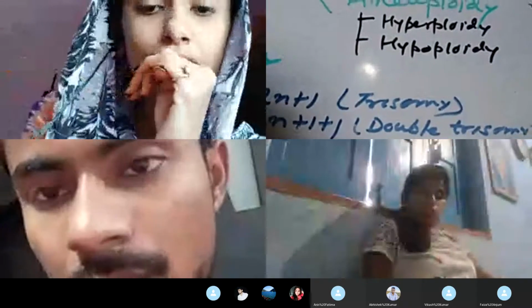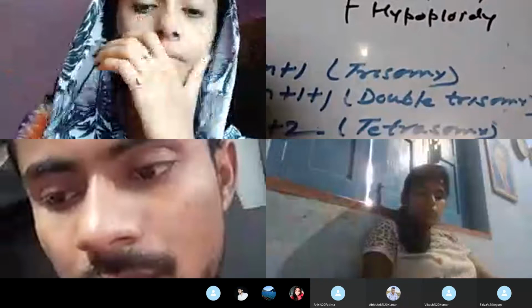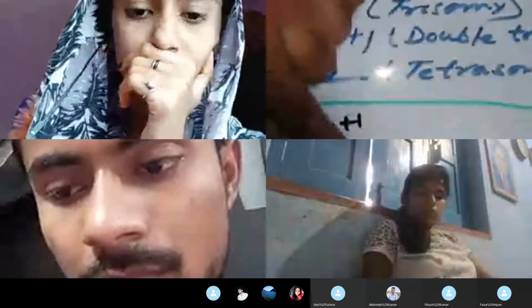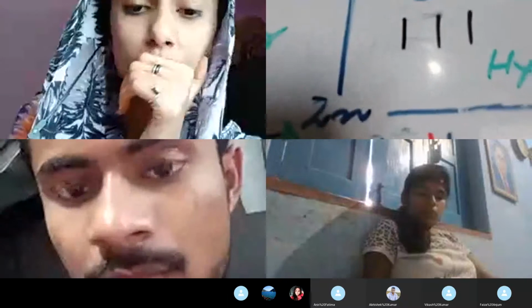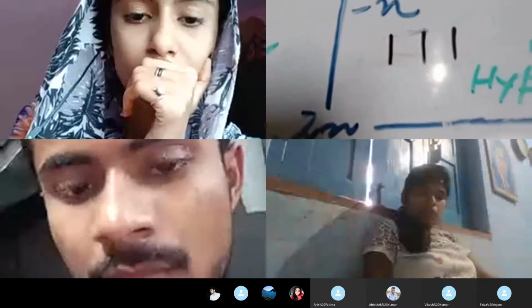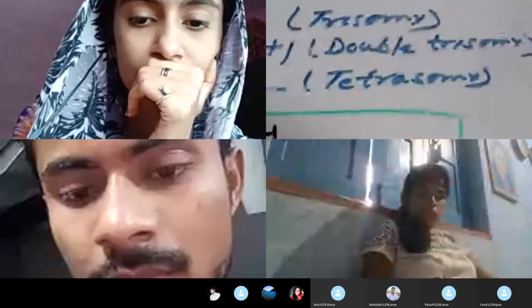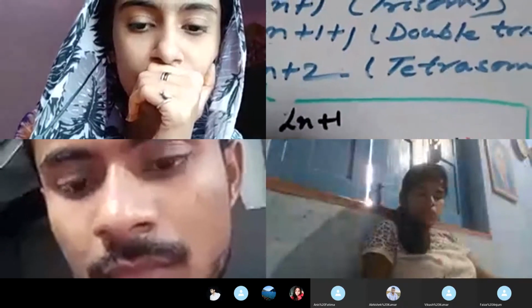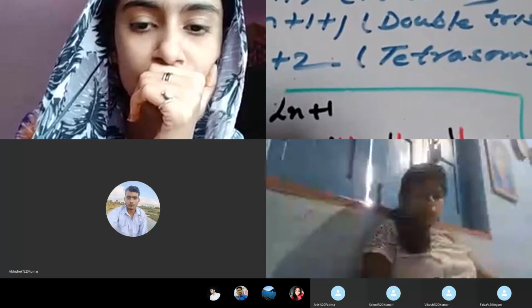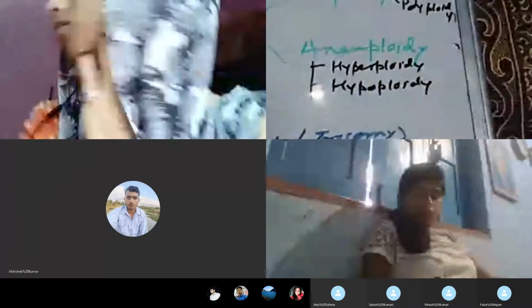In case of aneuploidy, a complete set is not involved. Only one chromosome has been added here. 2n plus 1. Look here. At first, look at this diagram. The first pair has 2 chromosomes, the second pair has 2 chromosomes, and the third pair has 2 chromosomes. This first pair is having only one additional chromosome. The second pair and the third pair are not having any additional chromosome. So this is known as 2n plus 1. This is known as trisomy.